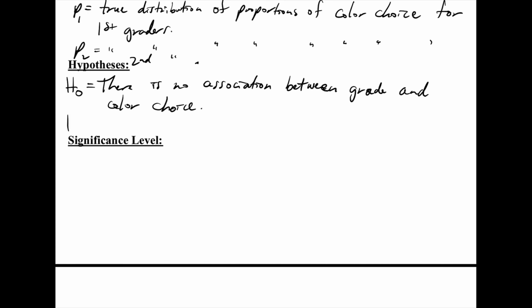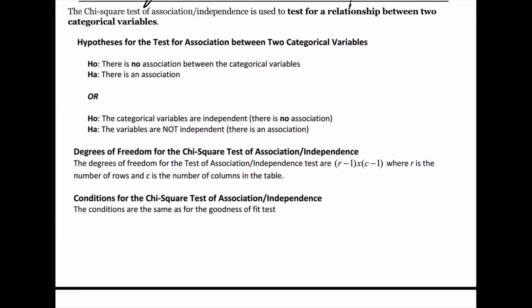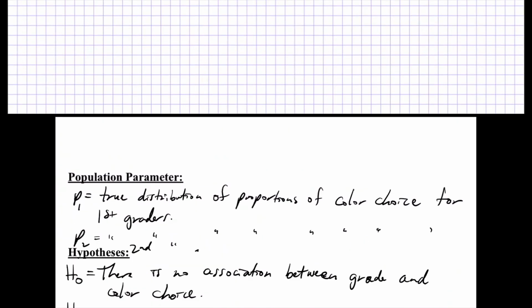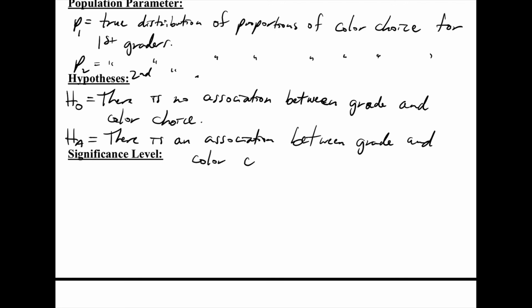The alternative is that there is an association between grade and color choice. There is an association between grade and color choice.